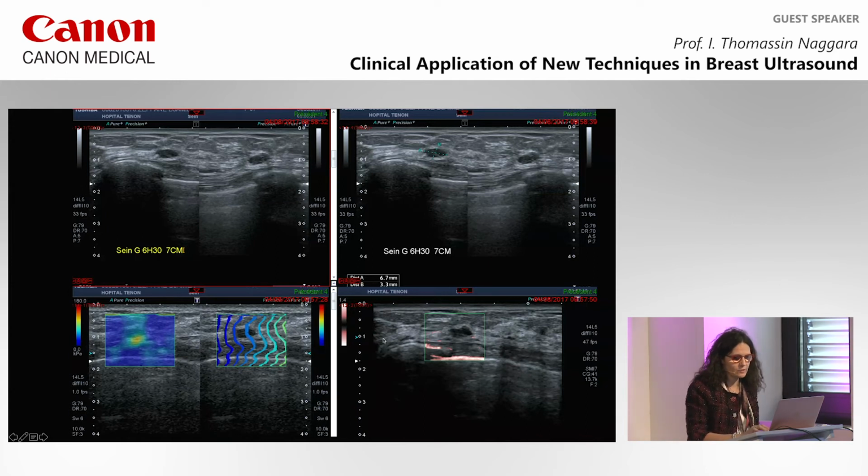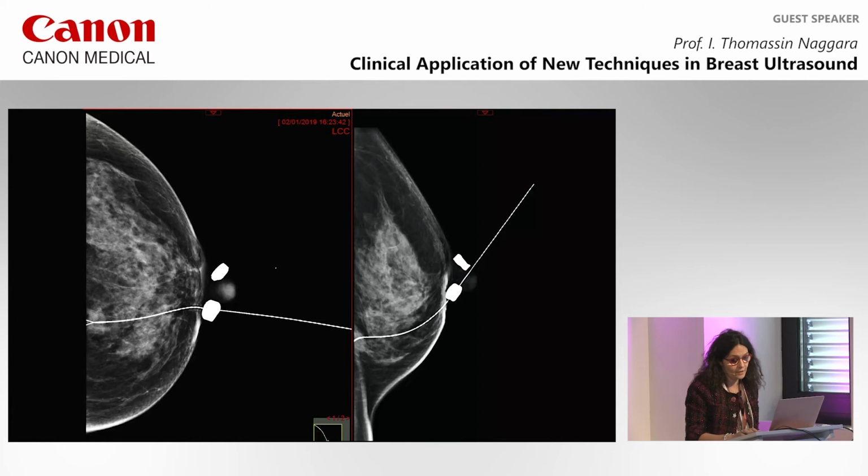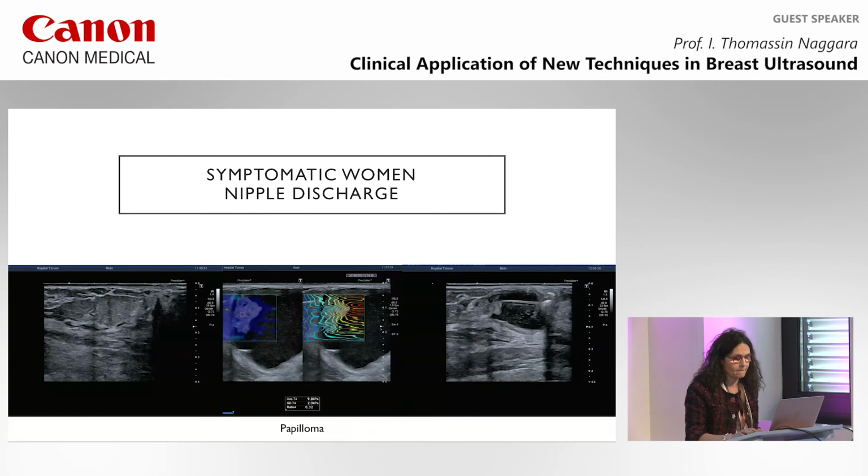not so much. There was nothing on SMI, but you can see that the image is not good, because you can see that half of the image is in the chest, so it's really not good. At the follow-up, there was an increase of the lesion, and this lesion was finally a breast cancer. So be careful when you apply all these new techniques. The basic thing is to have optimized settings for the B-mode and for all these new techniques.